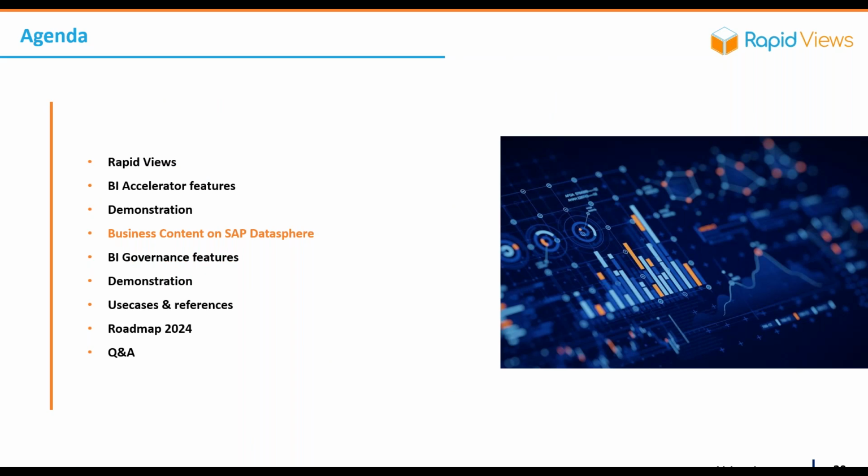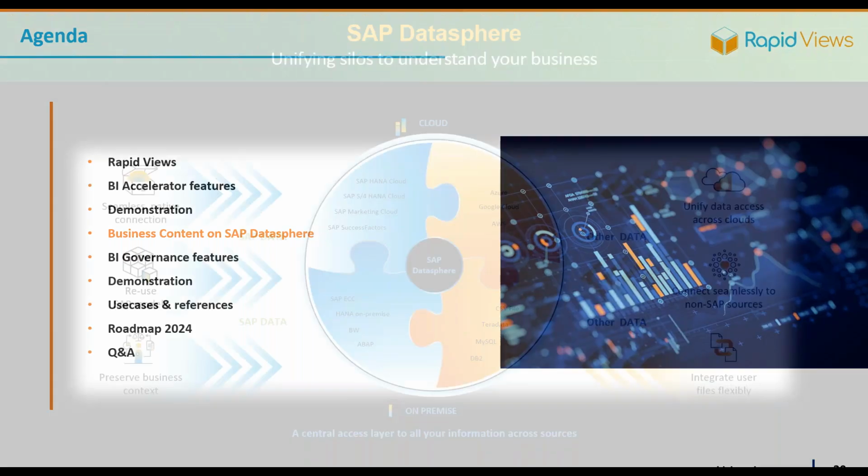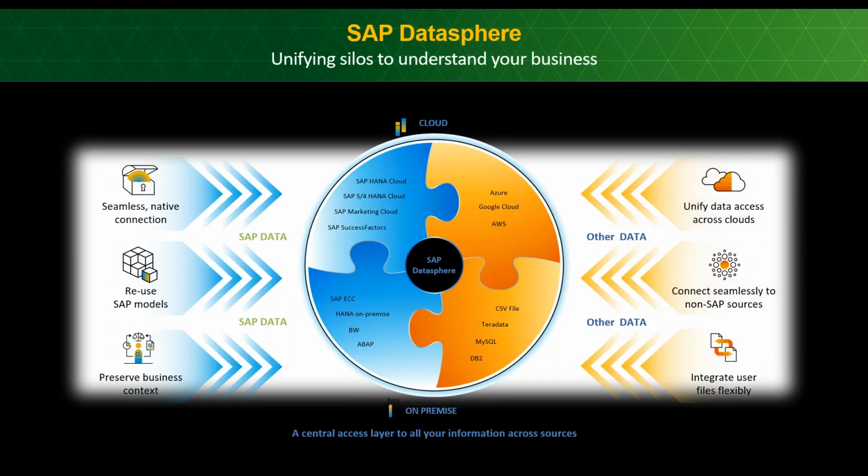Okay. What about business content on SAP Datasphere? So, SAP Datasphere, what is it, Julien, quickly? SAP Datasphere is a new data warehouse platform from SAP. This data warehouse platform has multiple connectors: connectors to cloud data, to on-premise data, to SAP data or non-SAP data. We can see a connector on SAP HANA Cloud, HANA on-premise system, BW, SAP ECC, or Azure, Google, AWS, Oracle, MySQL. This data warehouse can mix SAP and non-SAP data in the HANA database.